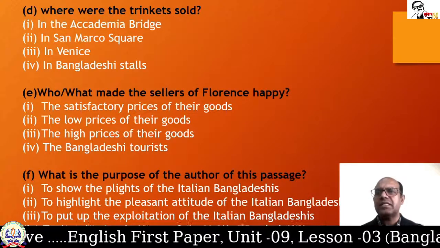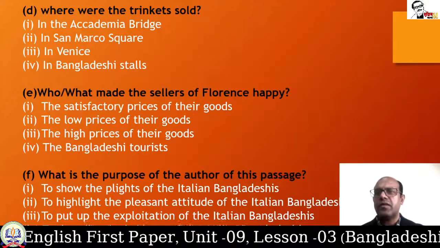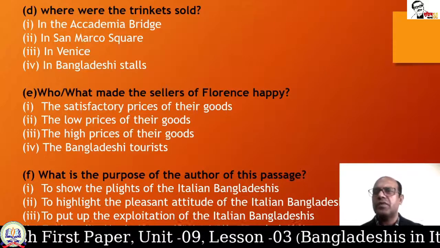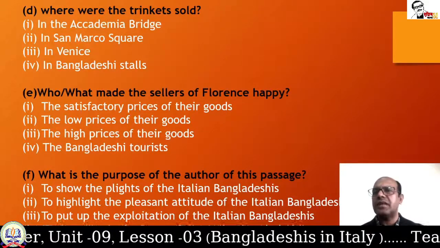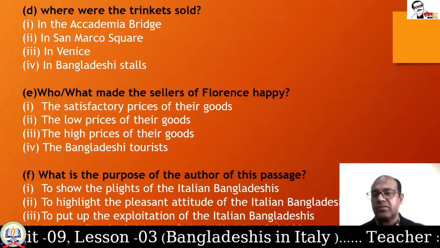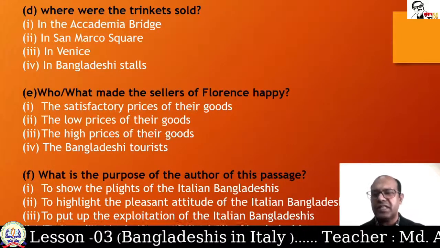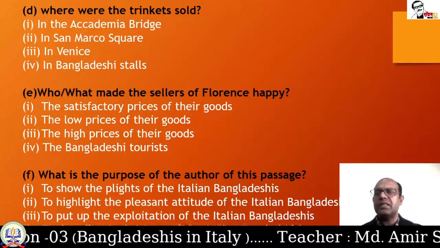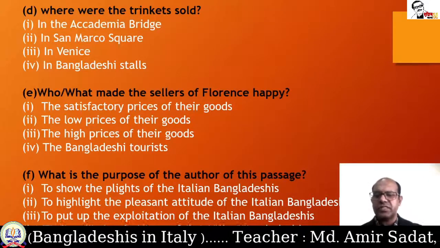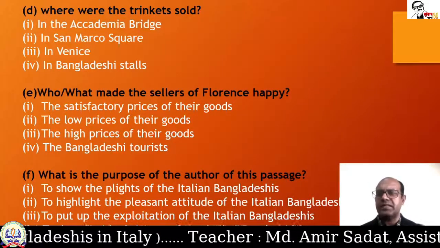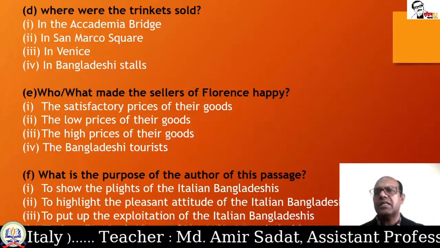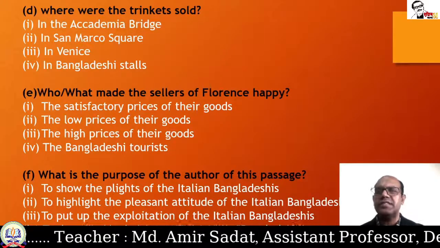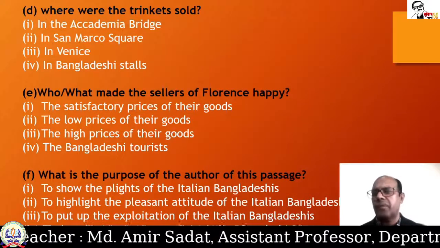Where were the trinkets sold? Option 1, in the Academia Breeze. Option 2, in San Marco Square. Option 3, in Venice. And option 4, in Bangladeshi stalls. So which is the correct answer? In Venice. In Venice, there were some trinkets, and there were some stalls in which trinkets were sold.